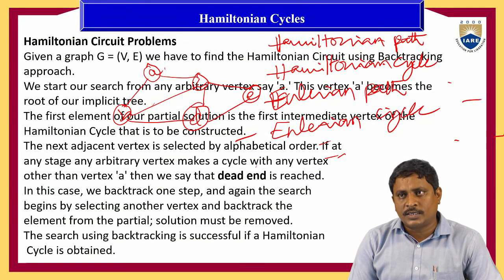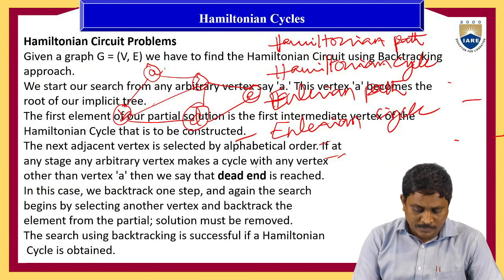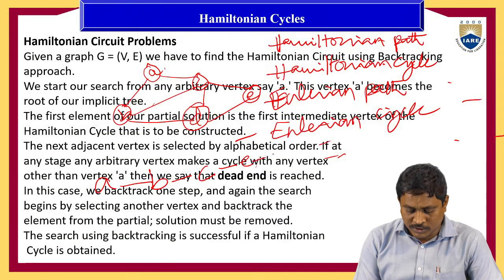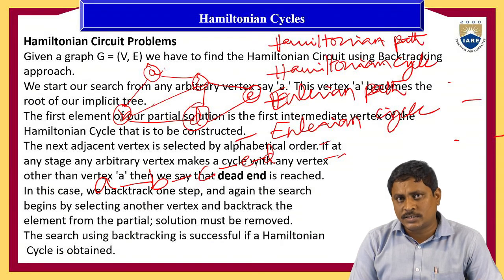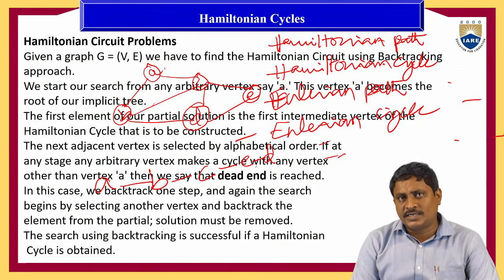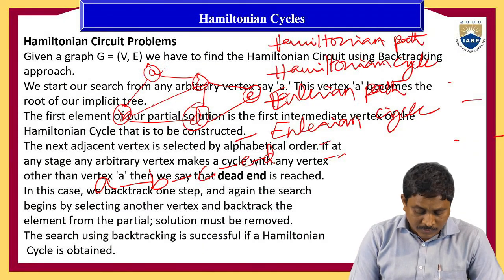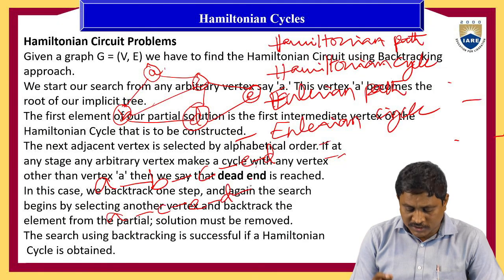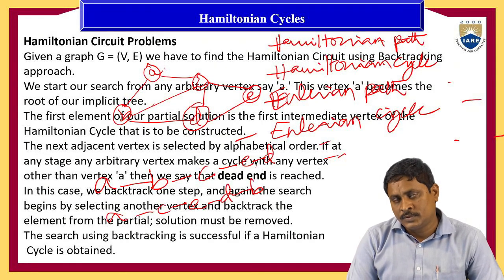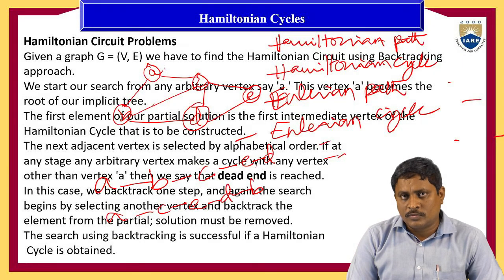In this Hamiltonian path, we start from A to B, B to C, C to D, D to E. Observe that in this tour we visit each and every vertex only once. This is one Hamiltonian path. Another Hamiltonian path is A to C, C to E, E to D, D to B. This is also a Hamiltonian path, since we traverse through all the vertices only once.